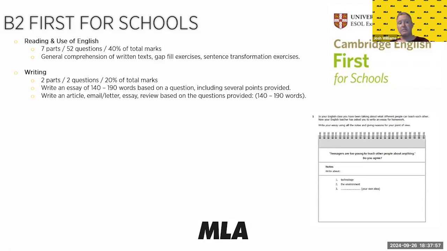And then you have to write an article, an email, a letter, an essay, or a review. In this second part, you have a choice. You get, I think, 4 choices. These could be an article, an email, a letter, an essay or a review. In fact, in the first for schools, I think there's also the story. I'm not sure why I left that out. And again, the same word count.